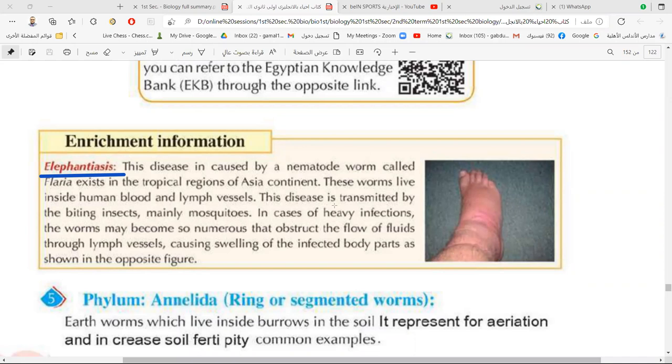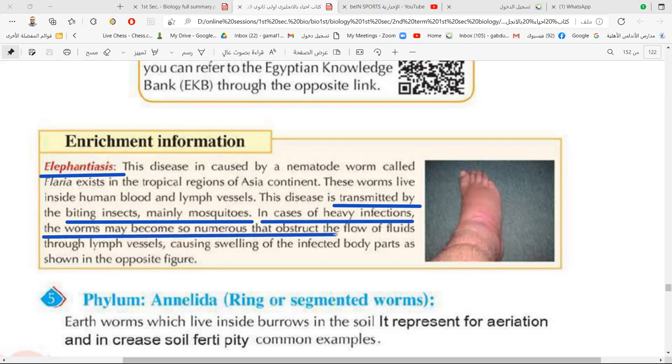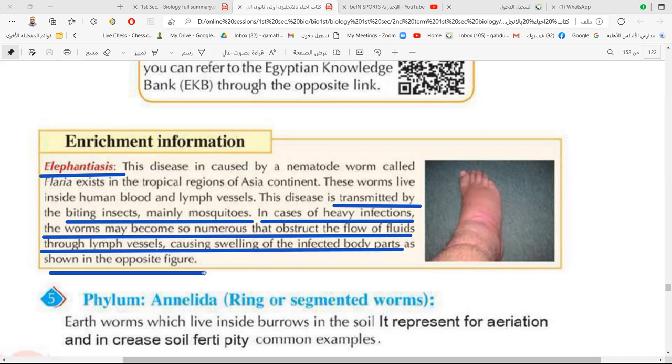The Filaria worm is transmitted by the bites of some insects, especially mosquitoes. Heavy infection means the worms may become so numerous that they obstruct the flow of fluids, like blood and lymph vessels, causing swelling of the infected body parts, as shown in the figure here. The leg is very swollen due to infection by Filaria worm, which is a roundworm or Nematoda.